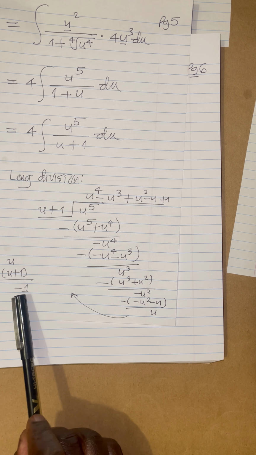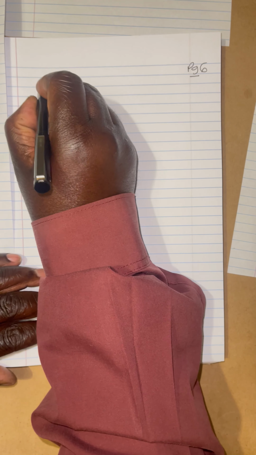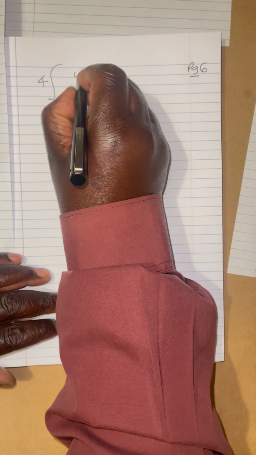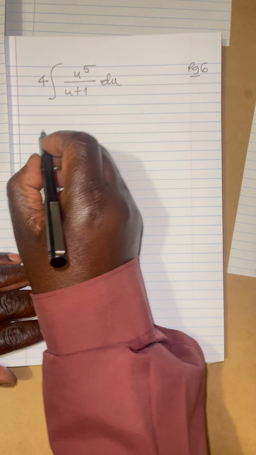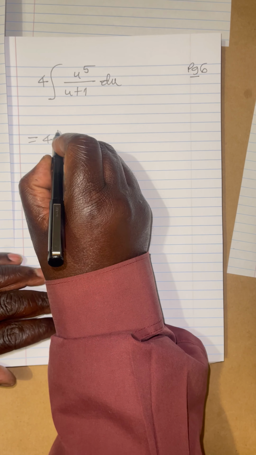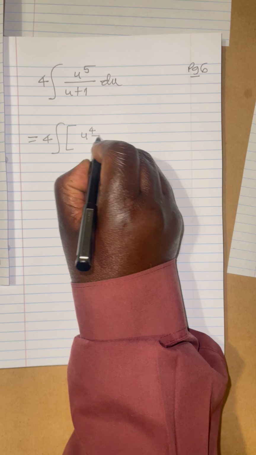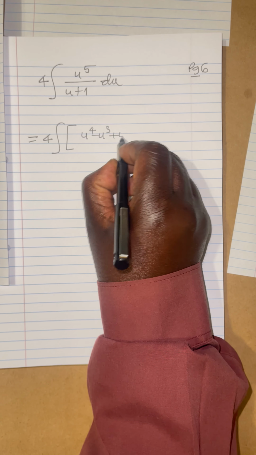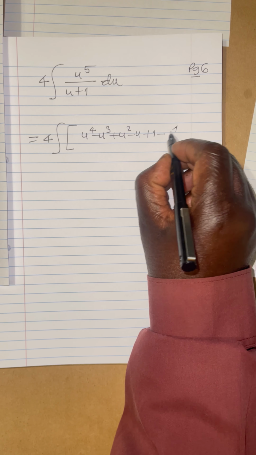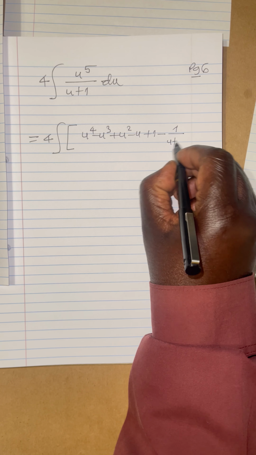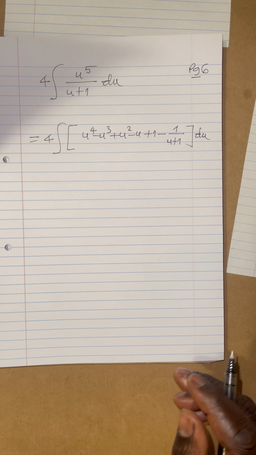And then, remember, there is a remainder here, minus 1 all over that. So basically, we are saying 4 times the integral of u power 5 all over u plus 1 du. This is the same as 4 times the integral of... watch how I'm going to write this. It's u power 4 minus u cubed plus u squared minus u plus 1 minus 1 all over u plus 1 du. This is what we're getting here after long division.